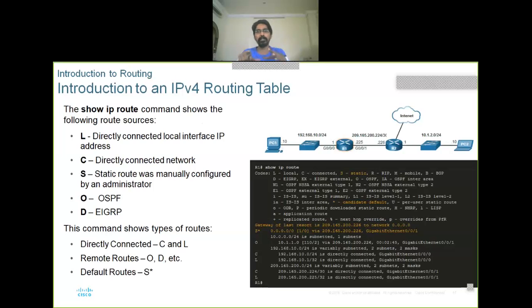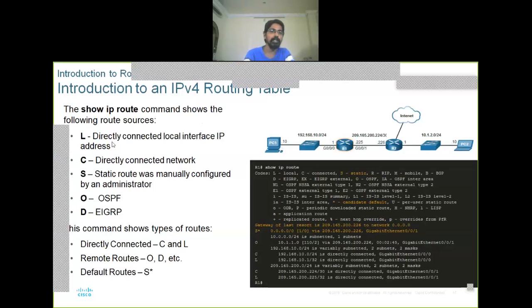This is a command. The command is called show ip route. It will display the complete routing information. In that we have different abbreviations. Some letters were there. So L indicates a directly connected network to a local interface. C indicates a directly connected network but not local interface. S indicates static route, a manually configured static route.